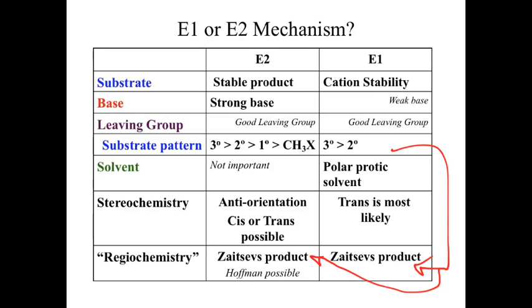Solvent plays a really minor role for ultimately both of these. In the E1, it is officially the polar protic solvent because you need to stabilize that carbocation. As far as your stereochemistry goes, you're looking at cis or trans possible for the E2. For the E1, you're looking at just the trans product being your primary product.